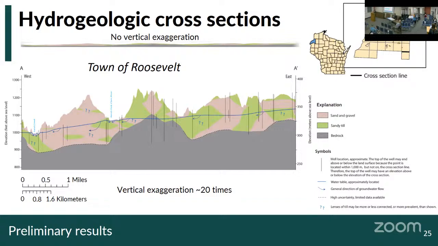You can see they're pretty heterogeneous, these lenses. And like Elmo said, we don't really know how well connected these are, where we don't have a lot of well data. But these are a nice way for us to visualize what's going on underground. You can see we also have the elevation of the water table, and we can get an idea of groundwater flow direction. Here it's from east to west, and then we have local flow towards our surface waters labeled in the blue on the top here.